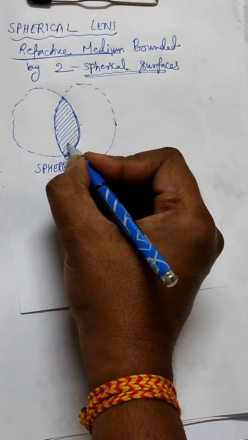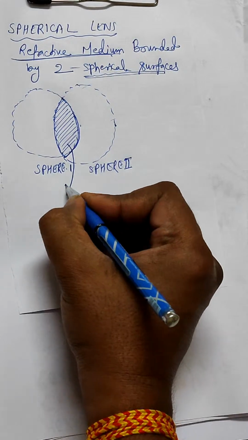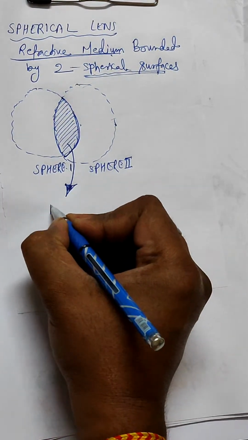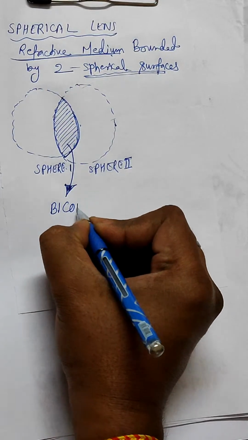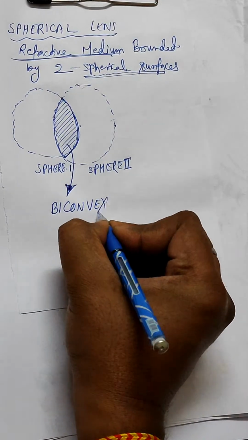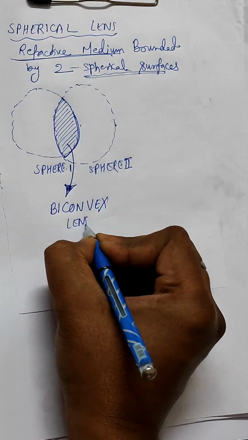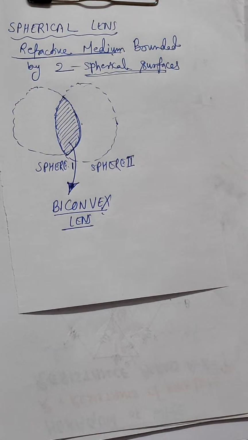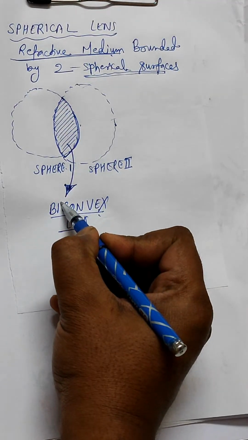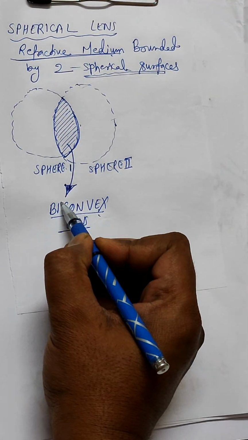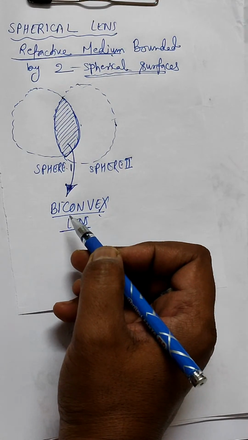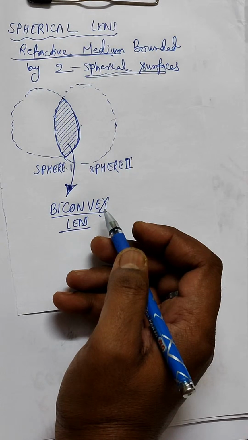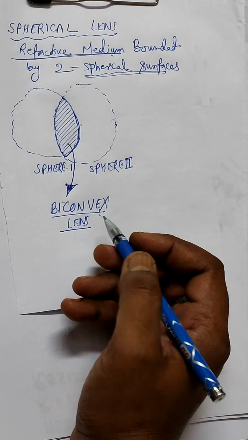So this is called a biconvex lens, right? Now this is a biconvex lens, and it can also be a biconcave, plano-convex, or concavo-convex, whatever, right?